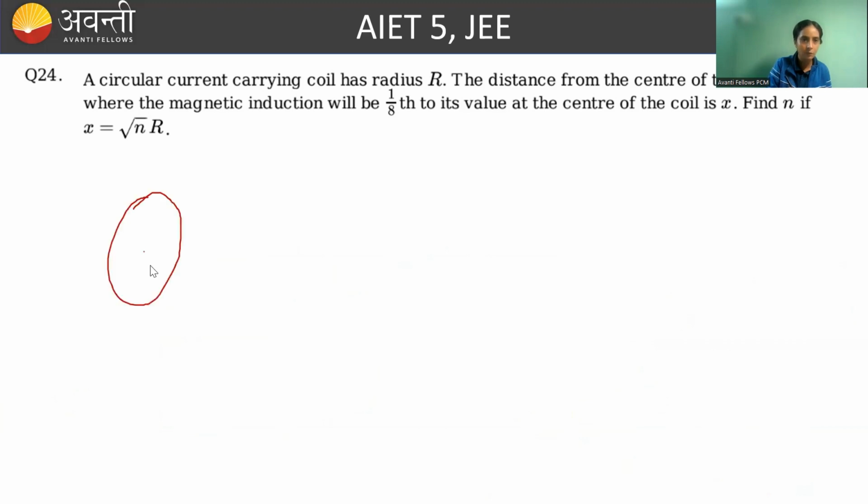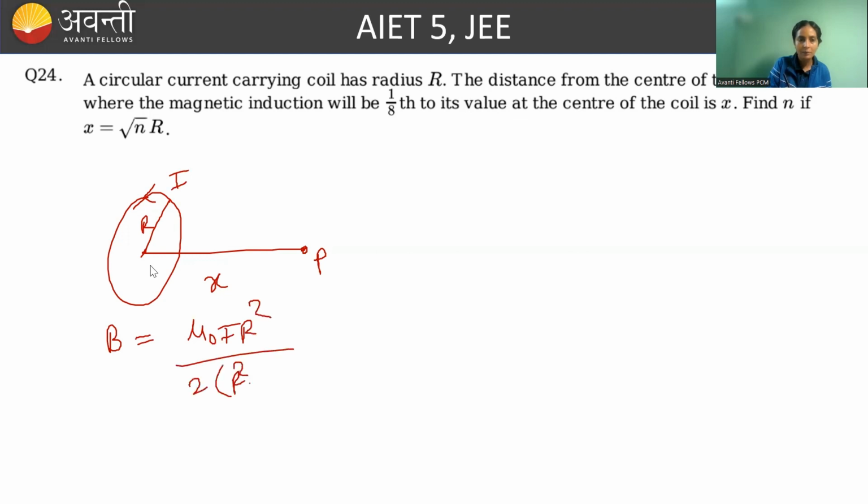If this is a circular coil, at its center, along its axis, at any point P, at a distance x, magnetic field B, if it has resistance R and current flowing I, magnetic field value is mu naught I r square divided by 2, r square plus x square, 3 by 2. And at the center, x will become 0. And at center, magnetic field will reduce to how much? Mu naught I by 2r. Okay? So what is given here? It is 1 by 8, so its value at the center of coil.